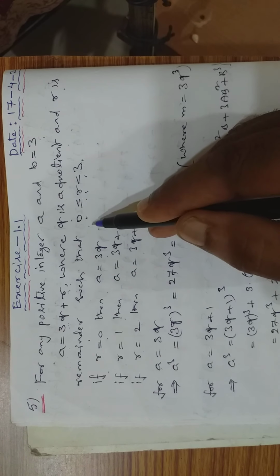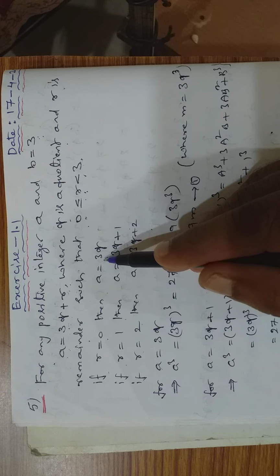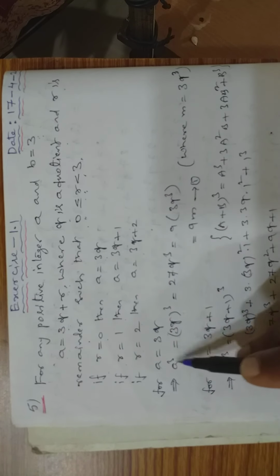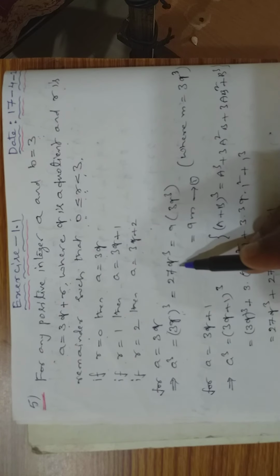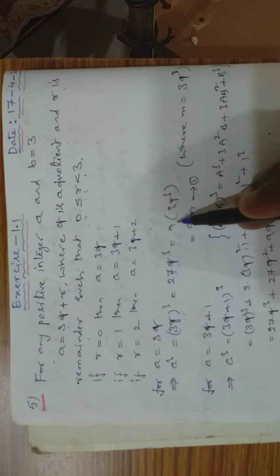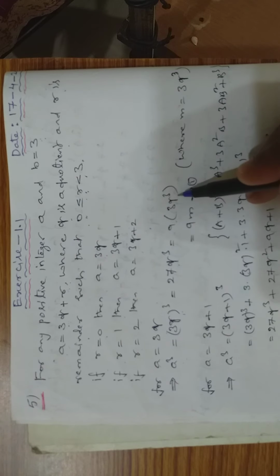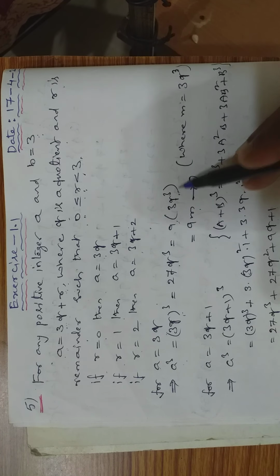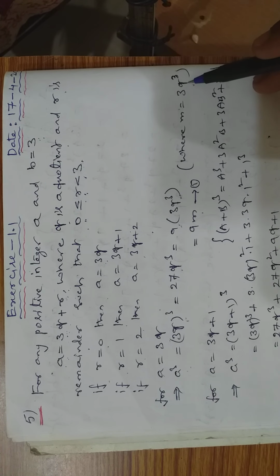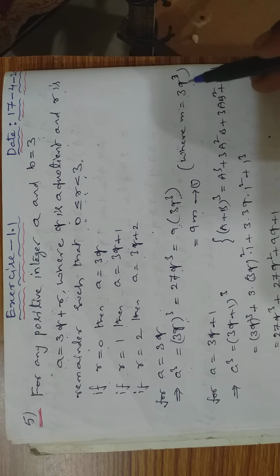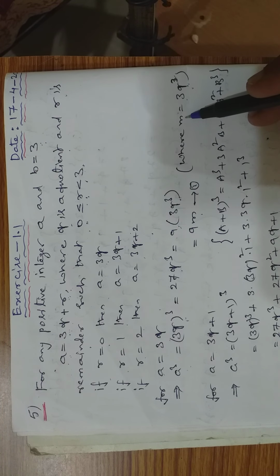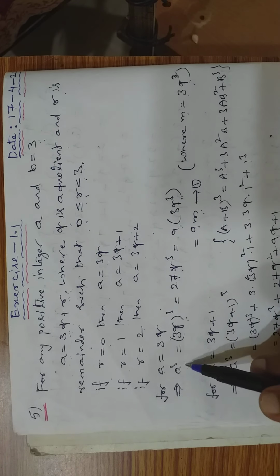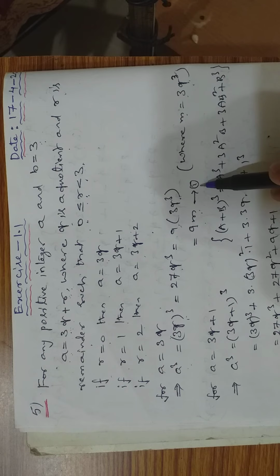Okay, let us check these three cases. For a is equal to 3q, by cubing on both sides, we get a cube is equal to 3q whole cube, that is equal to 27q cube. We can write it as 9 into 3q cube. So this is 9 into something. Let us take this 3q cube as m. Since q is an integer, 3 into q cube is also an integer. So m is an integer, 9 into m. Now a cube is equal to 9m. This is the first part.